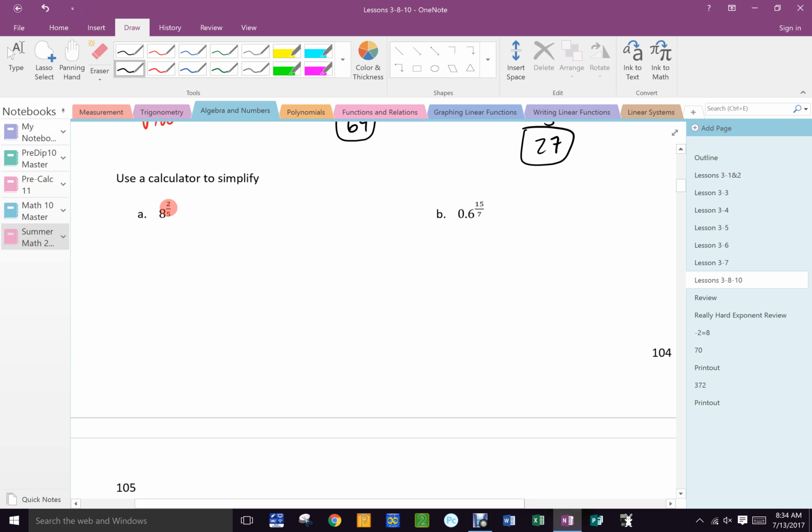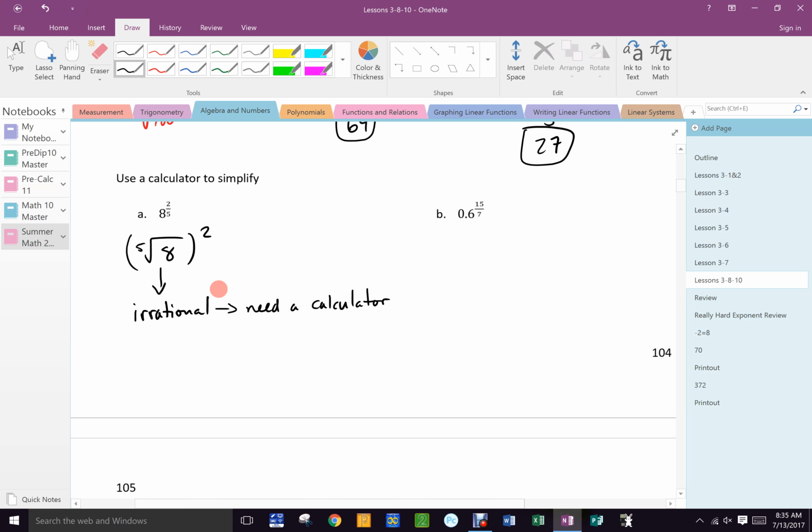What is this really? Where does the 5 go? 5th root of 8 squared. Does 8 have a 5th root? No, the biggest root 8 has is the cube root, right? So this right here is irrational, isn't it? So once we know that that's irrational, we know we need a calculator. You can't do these without a calculator because it's not a rational number.